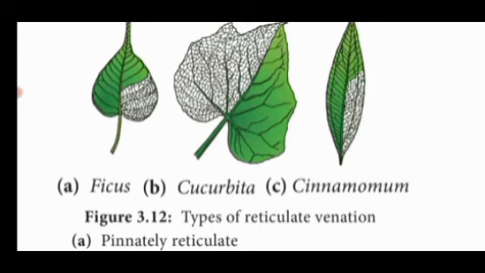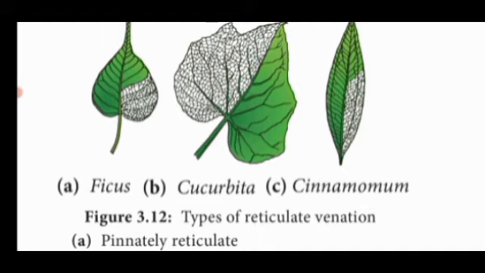Palmately reticulate venation is also called multicostate reticulate venation. In this palmately reticulate venation, two or more principal veins arise from a single point. From a single point, many veins arise. They grow upward or outward.